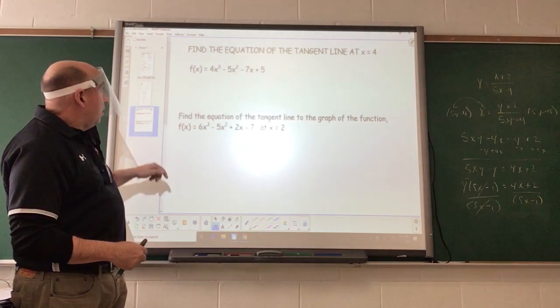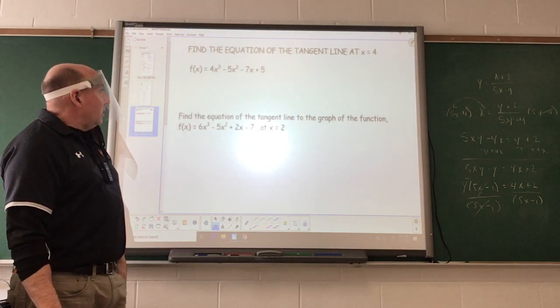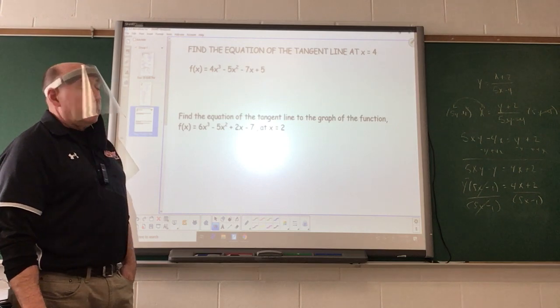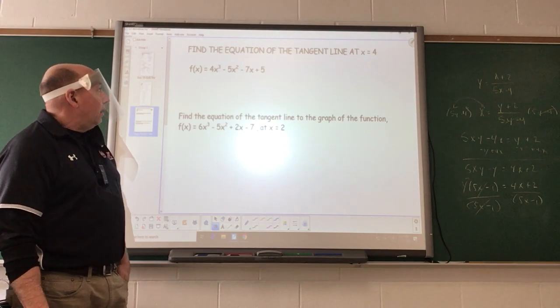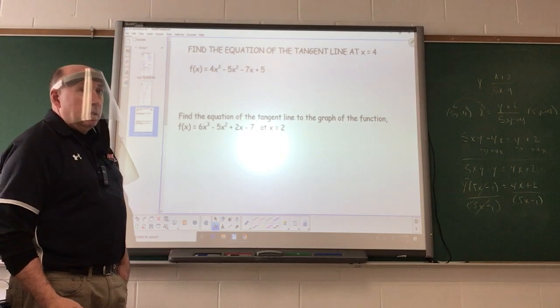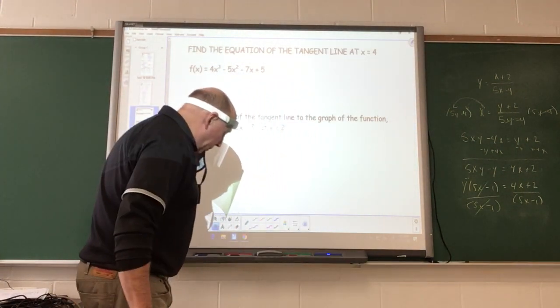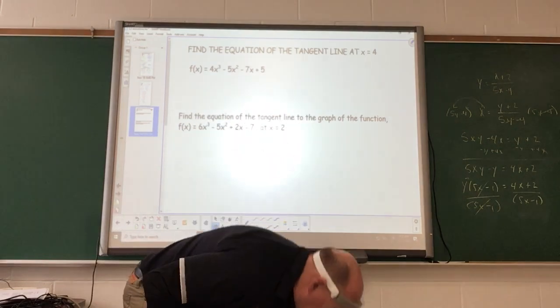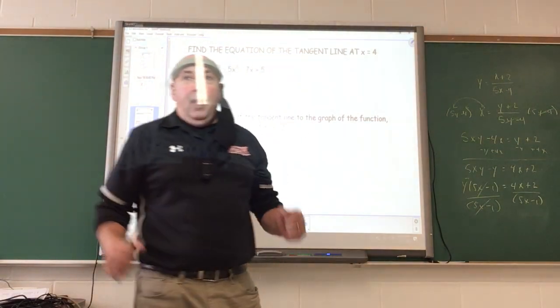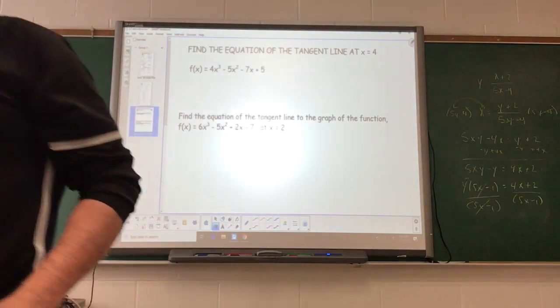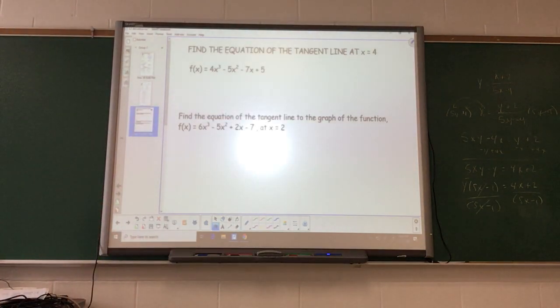Find the equation of the tangent line at x equals 4. Well, if I wanted to, I could go limit as x approaches a of f of x minus f of a over x minus a. Yay! If you want to. But, once again, what we talked about is that when we calculate the value of the derivative, that is also the slope of the tangent line.